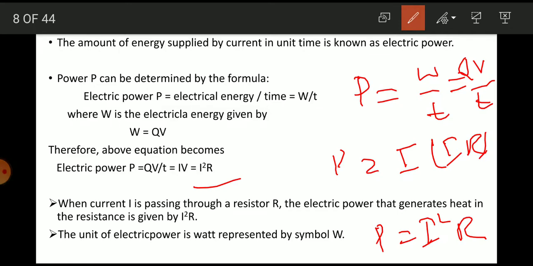Now when current I is passing through a resistor R, the electric power that generates heat in the resistance is given by this one. The unit of electric power is watt, represented by W. But you should remember that 1 horsepower, the British engineering unit of power, is equal to 746 watt.